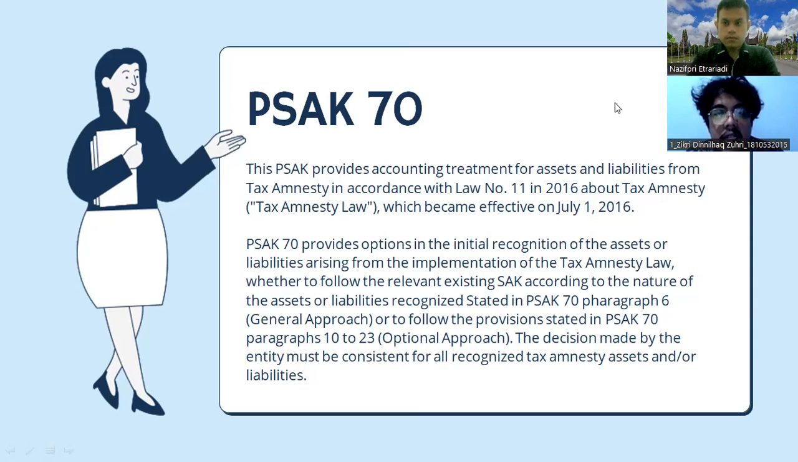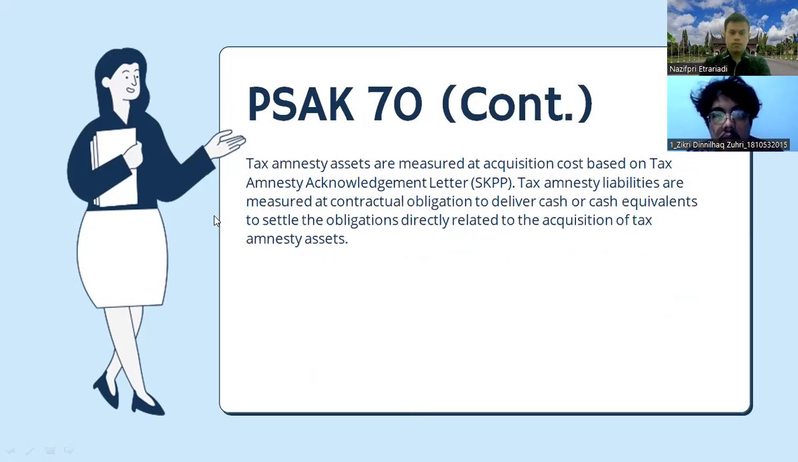The decision made by the entity must be consistent for all recognized tax amnesty assets and liabilities. The tax amnesty assets are measured at acquisition cost based on the tax amnesty acknowledgement letter, or we say SKPP. Tax amnesty liabilities are measured at the contractual obligation to deliver cash or cash equivalents to settle the obligation directly related to the acquisition of the tax amnesty asset.